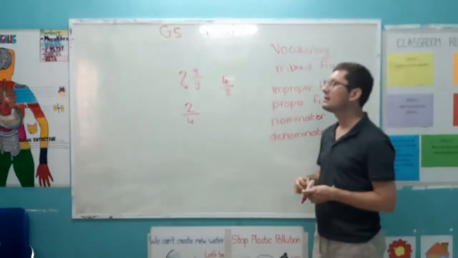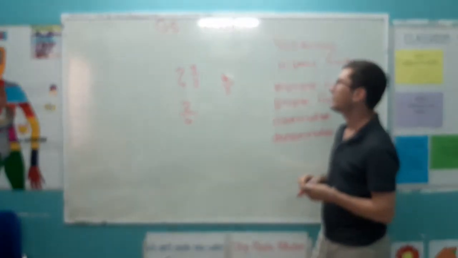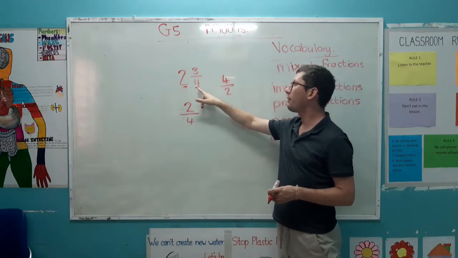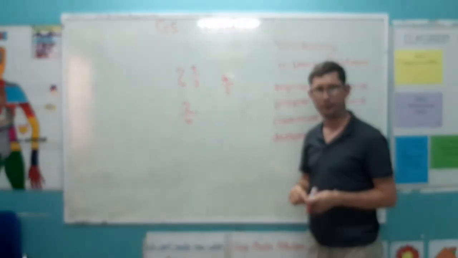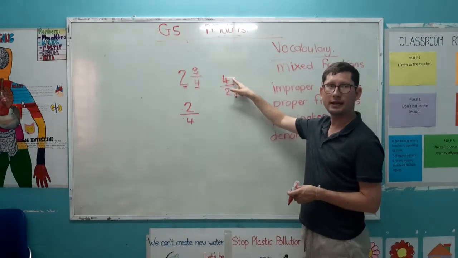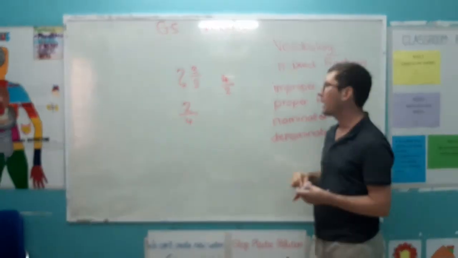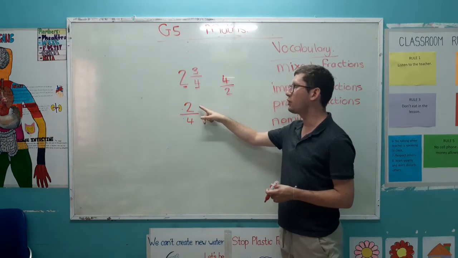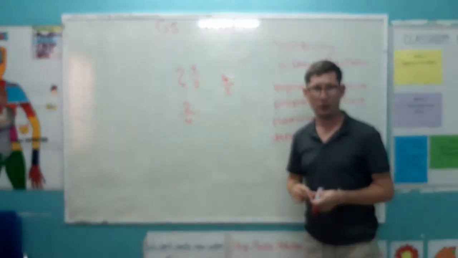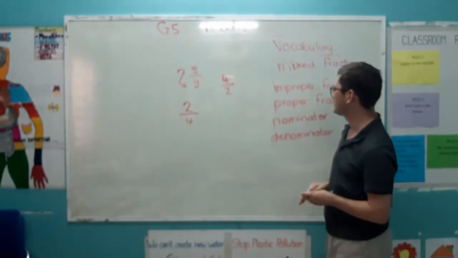You see the difference? So let's just have a look again. A mixed fraction is when you have one whole number with a proper fraction. An improper fraction is when the numerator is bigger than the denominator. A proper fraction is when the numerator is smaller than the denominator. Okay, so these are the different types of fractions.